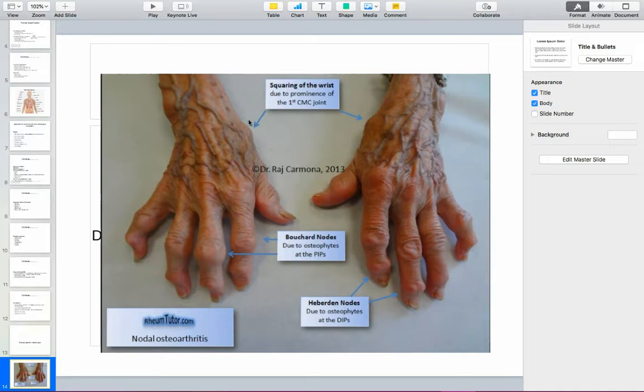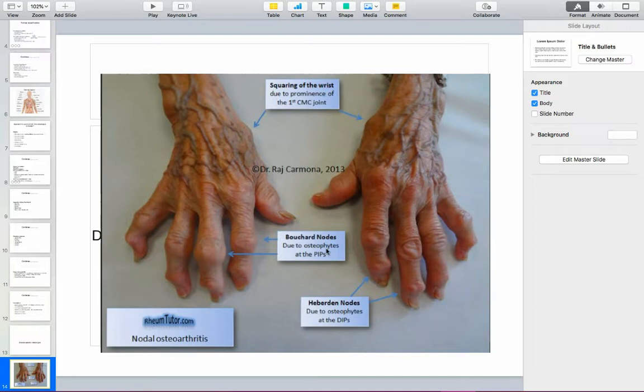So this is what we mean by squaring. And usually it happens because there is osteophyte, new bone formation at the level of the CMC joint. And if you remember, we said that this osteophyte that usually happens at the first CMC joint is secondary to osteoarthritis, because the CMC joint is usually involved only in osteoarthritis patients.